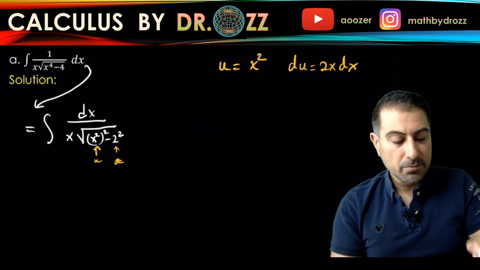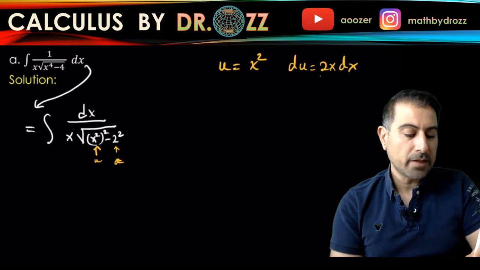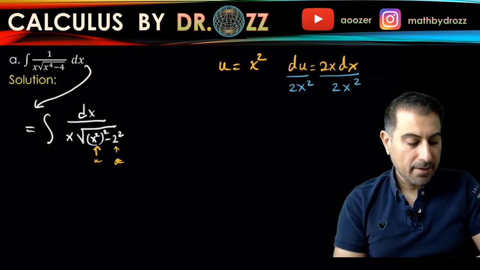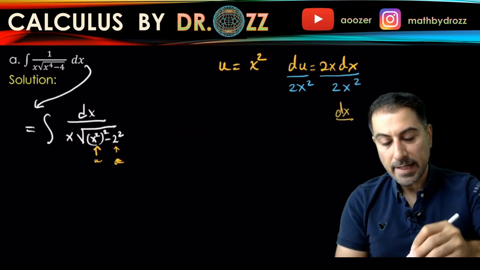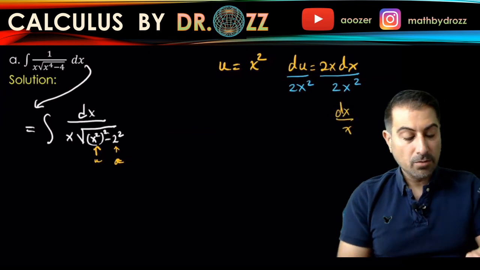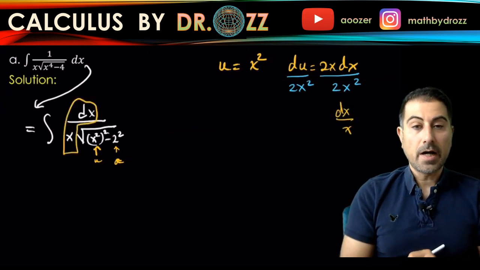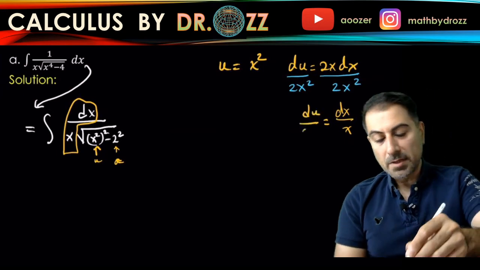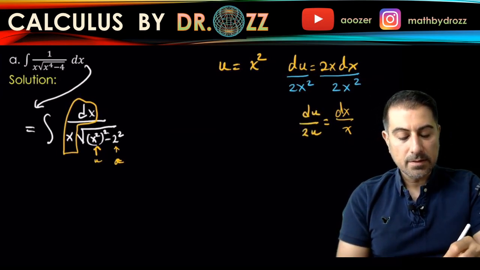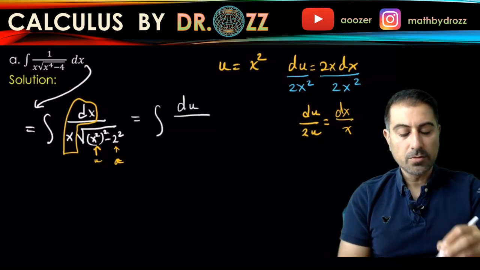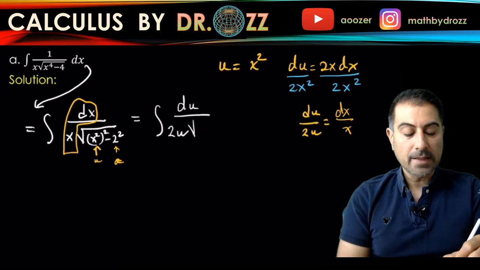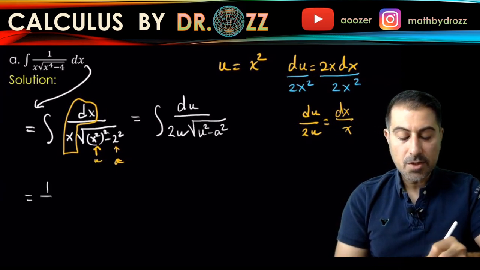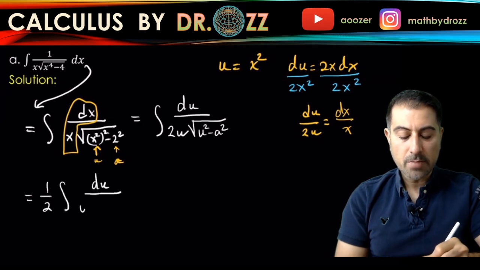So what I'm going to do here is divide everything by 2x squared, so that on the right, after the cancellation, I have dx over x, which is exactly what I have here. And on the left, you have du over 2x squared, but x squared is u, so it's in fact du over 2u. So I'm going to replace dx over x by du over 2u, and the radical term would be just the square root of u squared minus a squared. In other words, 1/2 out. So this integral turns out to be 1/2 times the integral of du over u times the square root of u squared minus a squared.